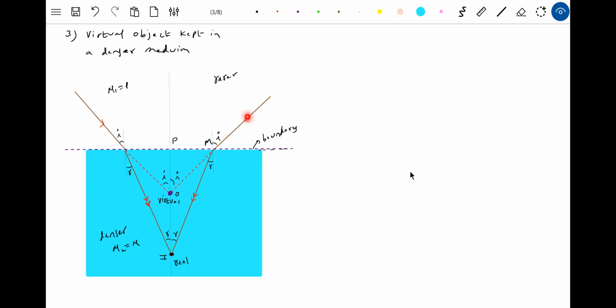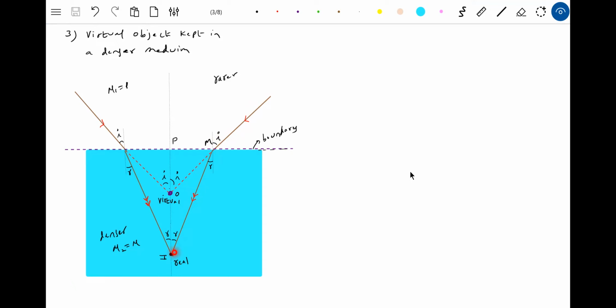Okay, now, so this is the ray. After refraction, they will converge at this point. So now the refracted rays, where they converge, that particular point of convergence will be a real image. When the refracted rays diverge from a point, the point of divergence will be virtual.